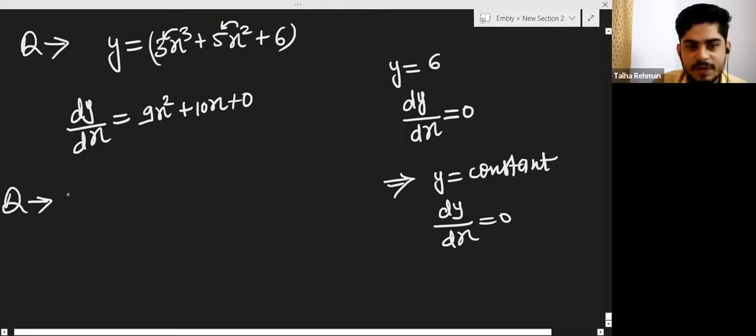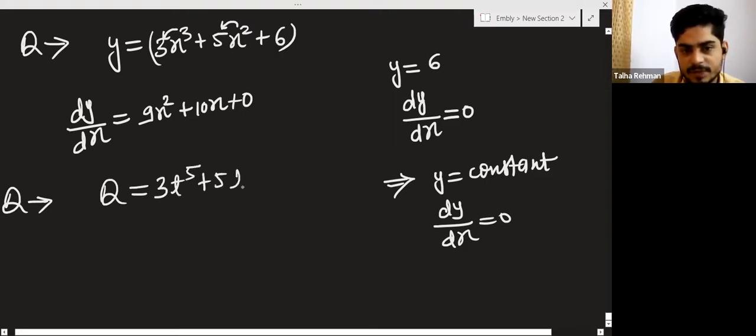If I am now replacing y with q, q is charge, and this will become 3t to the power 5 plus 5t square plus 9. And q is charge this time. Earlier, y was some dependent variable, x was the independent variable. Now this is the charge, and t is the time.